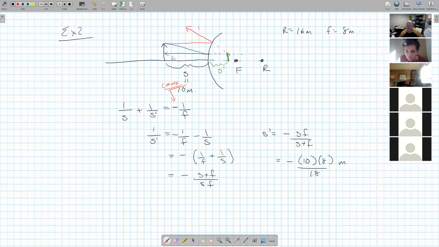Good. So this is what, 80 divided by 18. So it's close to about 80 divided by 20. So it should be a little bit greater than 4. So this is going to be something like negative 4.4 meters. Somewhere around there. Good.